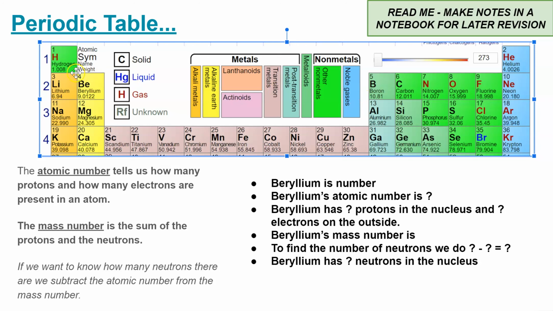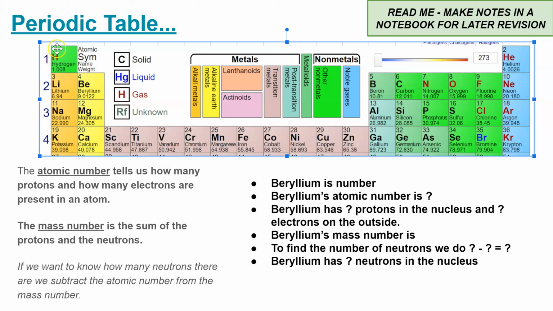Now you can see on these that there is also another number down the bottom. For hydrogen it's 1, for helium it's 4. This number is the mass number. The mass number is the sum of the protons and the neutrons which are present. So if you want to work out how many neutrons are present, you need to do the mass number minus the atomic number. So for hydrogen, the mass number is 1. We can round up to the nearest whole number.